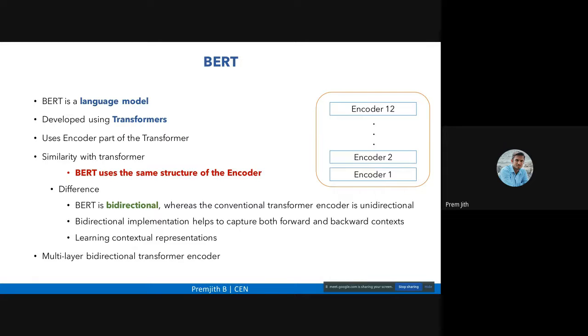So in many cases, if you consider the bidirectional context, you can understand the real meaning of a word, or the real sense of a word. Especially words like prepositions. Prepositions are very, very complicated entities in a language.